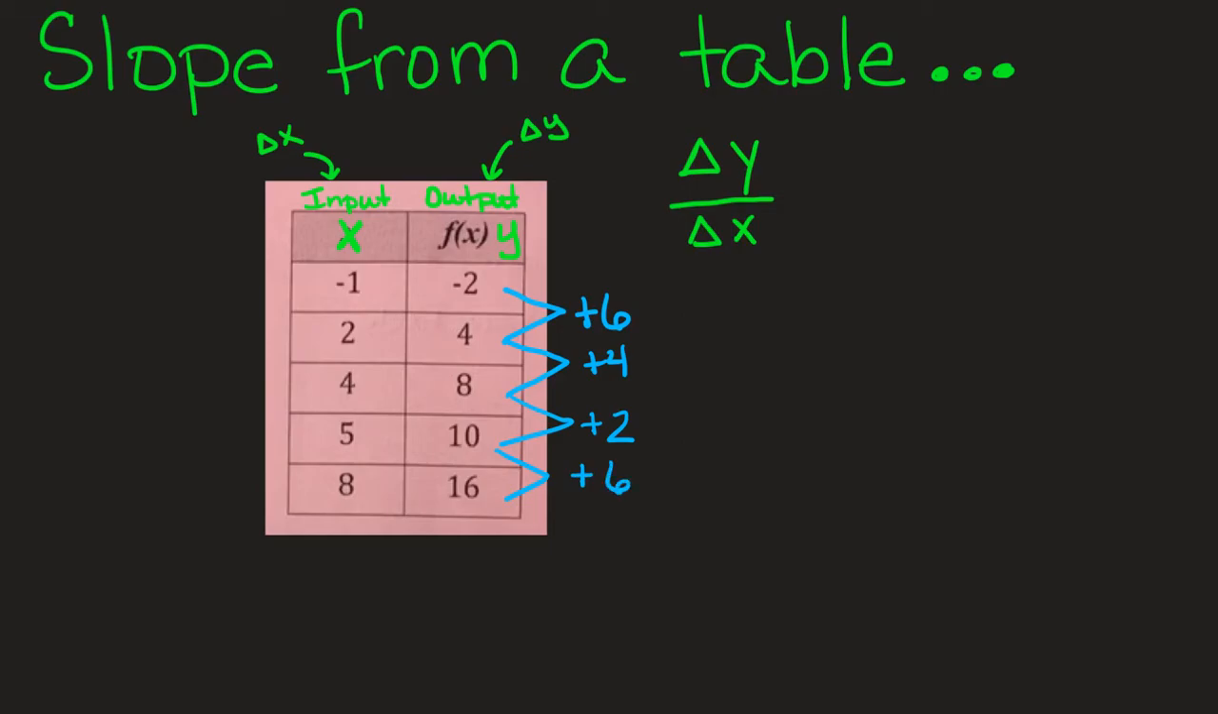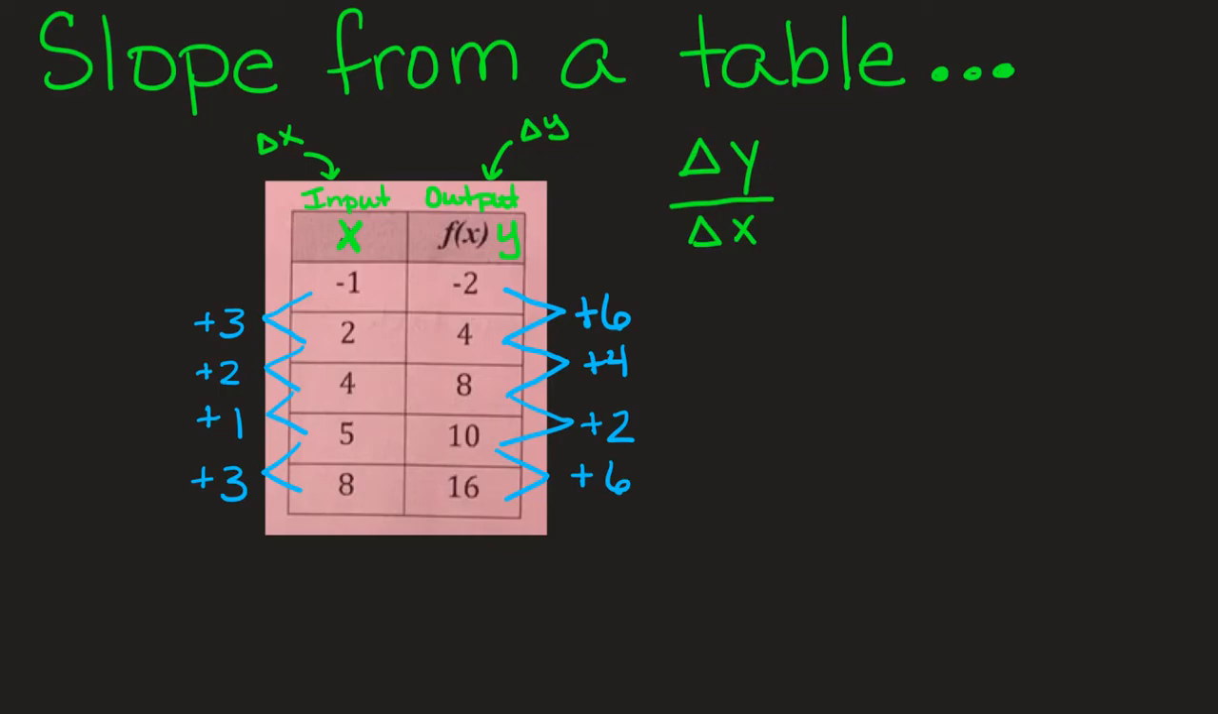Now, all these numbers are a little different, and that's okay. Whenever you find the slope, it should come out the same for every single one, and I'll show you. Now, let's go to the input column, which is our change in x, and we're going to do the same thing. How did I go from -1 to +2? I have to add 3. And how do I go from 2 to 4? I have to add 2. 4 to 5, I would add 1. And 5 to 8, I would add 3.